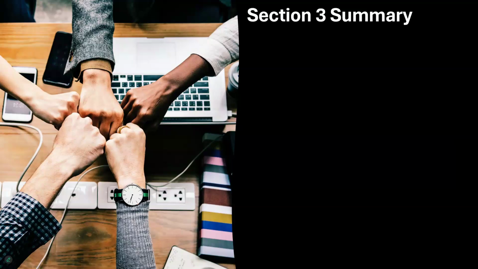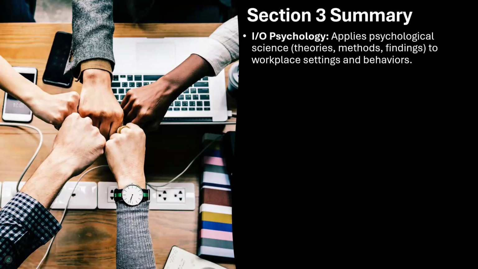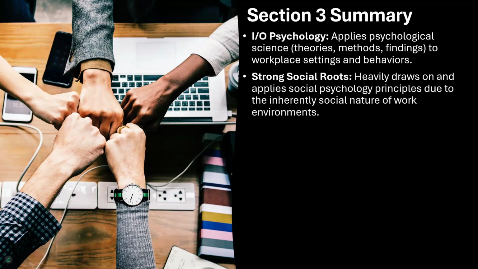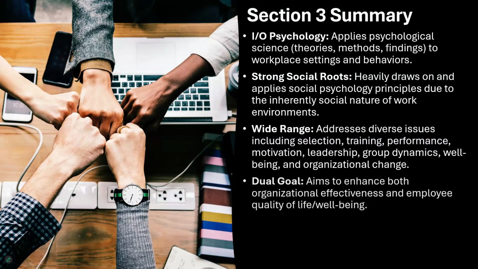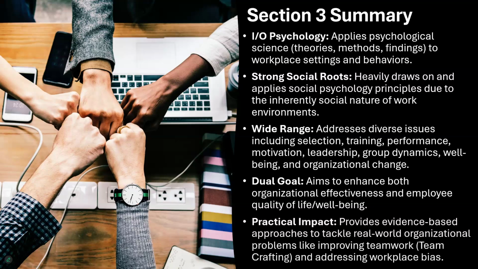And so, in summary for this section, IO psychology serves as a critical discipline applying the science of psychology specifically to the complexities of the workplace. Its foundations are deeply intertwined with social psychology, given that work is fundamentally a social endeavor. We've seen its broad scope covering everything from hiring and development to leadership, motivation, and organizational culture. The key characteristic is its dual focus on improving both the bottom line for the organization and the well-being and satisfaction of its employees. Importantly, IO psychology offers practical, evidence-based solutions to tangible workplace issues, as illustrated by concepts like team crafting, to boost resilience and research aimed at identifying and mitigating biases in processes like performance evaluation.